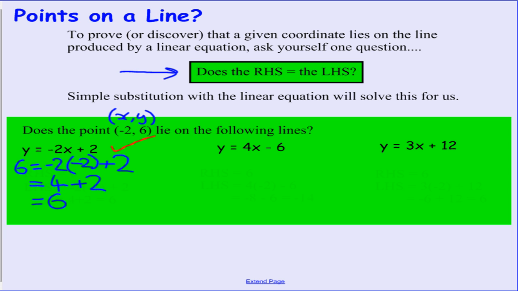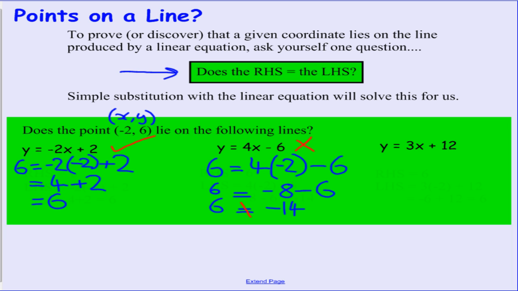The second example, y = 4x - 6, lining up the left and right hand side of the equation. All we have is a 6 on the left, because that's what y equals. On the right, we have a 4, and in brackets, the x value of -2, minus the 6. 4 times -2 is -8, minus the 6 still, and finally that'll be -14. Now from that, -14 is not equal to 6. Because this is not true, that coordinate is not on the y = 4x - 6 line.